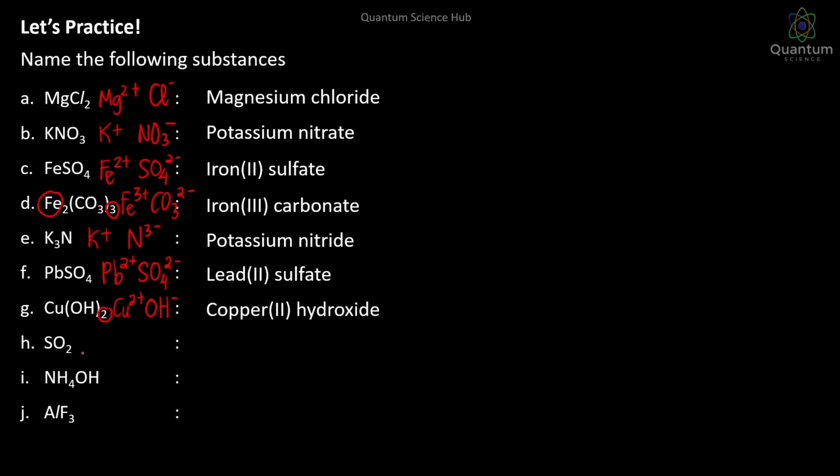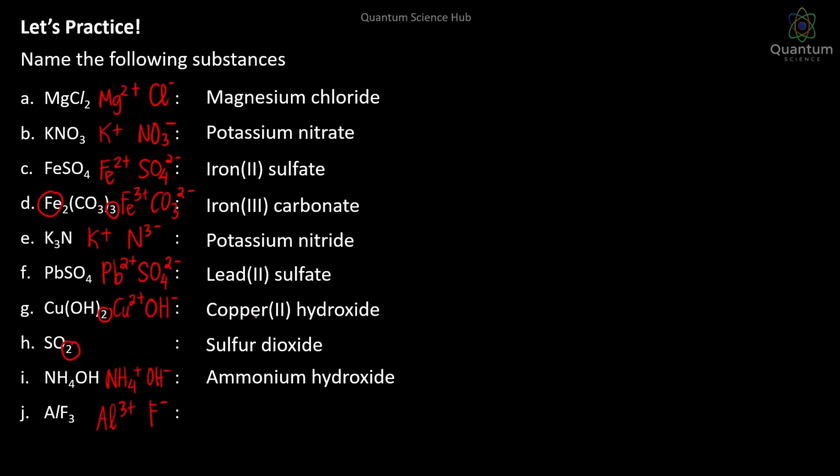Next, SO2. Again, this is a covalent compound, right? So sulfur, and how many oxygen do we have here? 2 oxygen. So the name is sulfur dioxide. Next, NH4OH. So NH4 is NH4 positive and OH negative. That is the ion, right? So the name here is ammonium hydroxide. AlF3, Al3 positive and fluorine negative. So the name here is aluminium fluoride, okay?